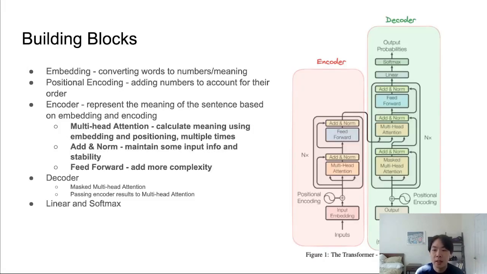Multi-head attention allows us to calculate meaning using the embedding and position of different words. Our add and norm layer maintains information about the input and also adds stability when we're training. And then our feed forward adds more complexity. And then next we'll go on to our decoder.